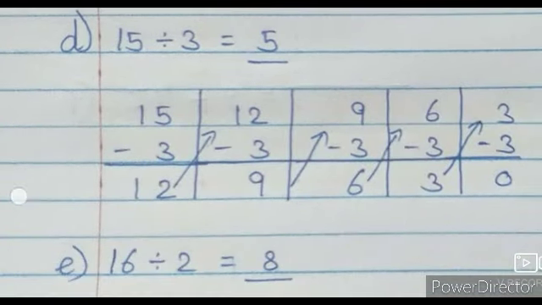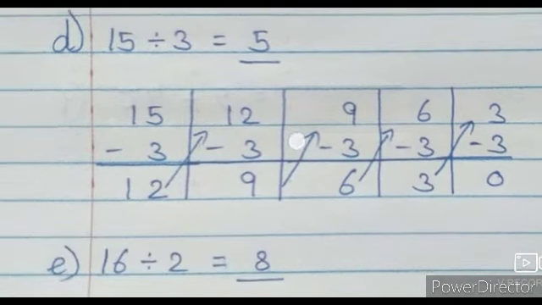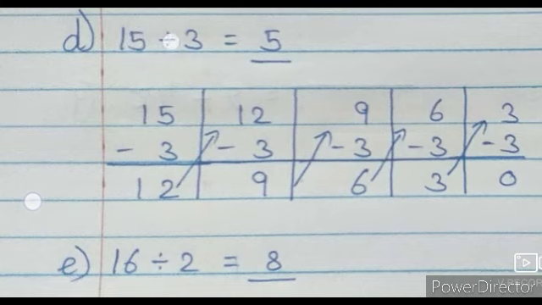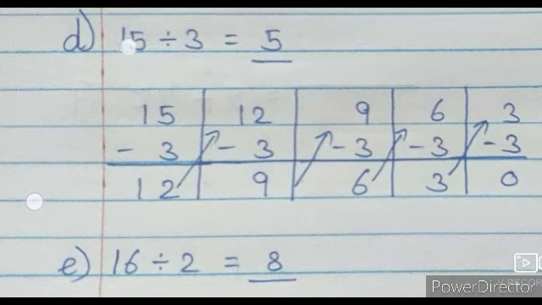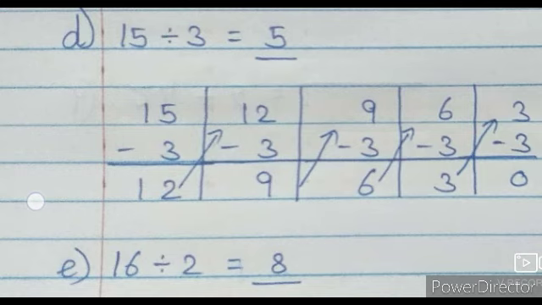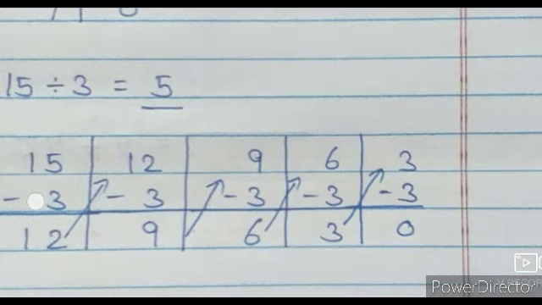Now look at the next one. 15 divided by 3. So you have to subtract 3 from 15 till you get 0. Let's do this. 15 minus 3. Now say 15 in the mind. Take 3 fingers before 15. 14, 13, 12. You got 12 here. So again you have to subtract 3 from 12.